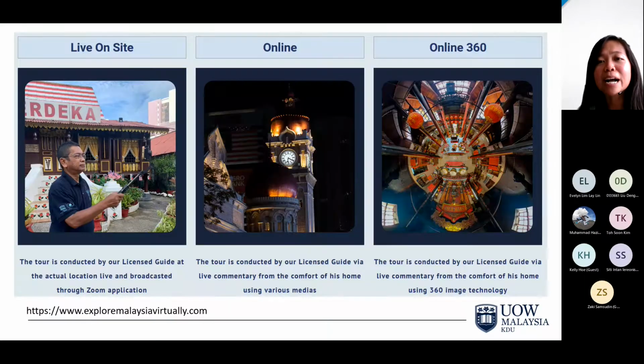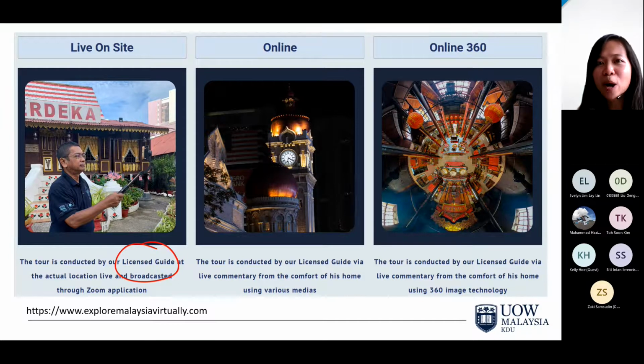However, during the COVID-19 pandemic, a lot of travel agents and tourist guides tried their best to offer their services to Malaysians and also potential tourists from all over the world through the website exploremalaysiavirtually.com. It got quite a hit as a way to travel Malaysia. The services they offer include tours by our licensed guides live on site, where the guide will explain to you and let you see in real time the actual tourist destination.